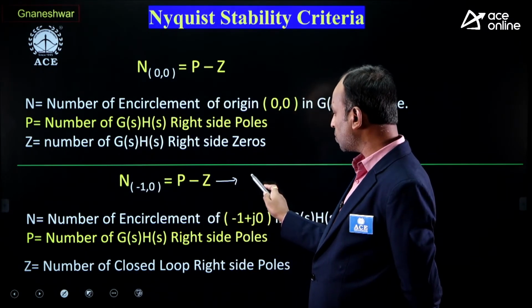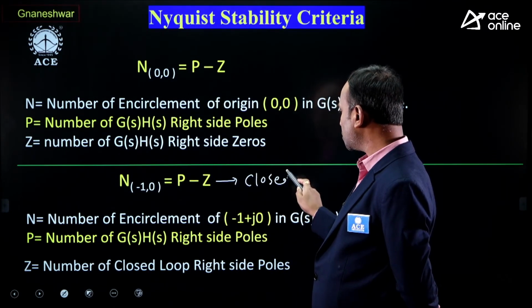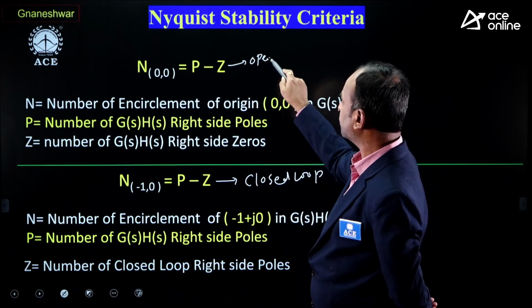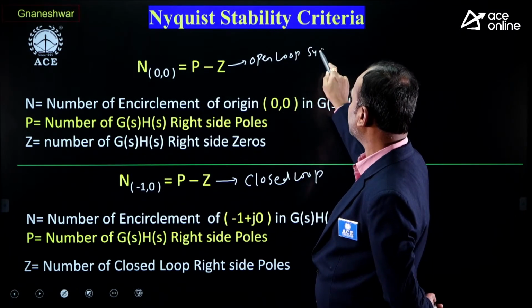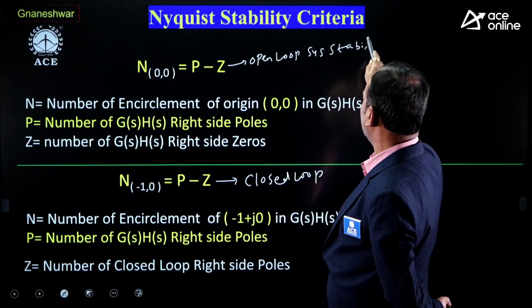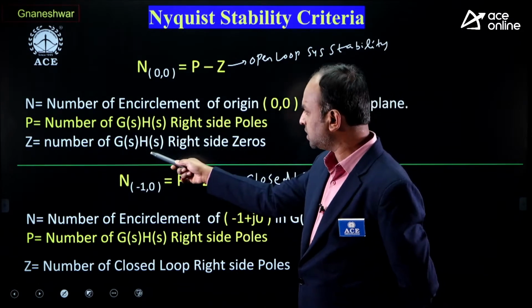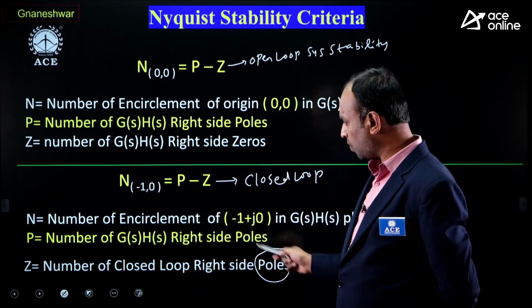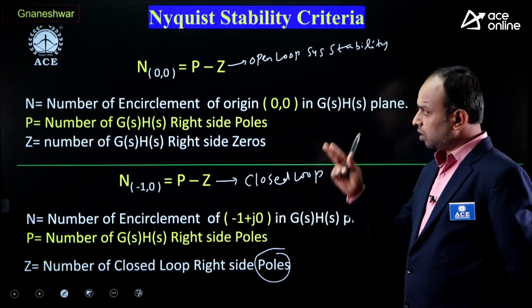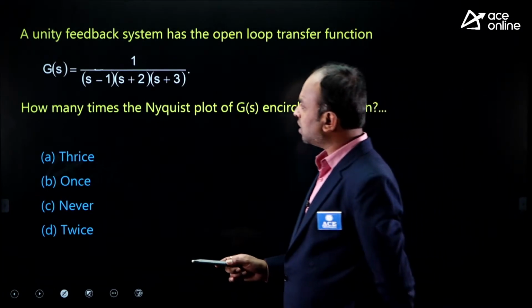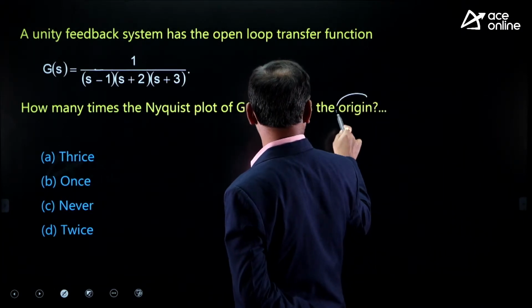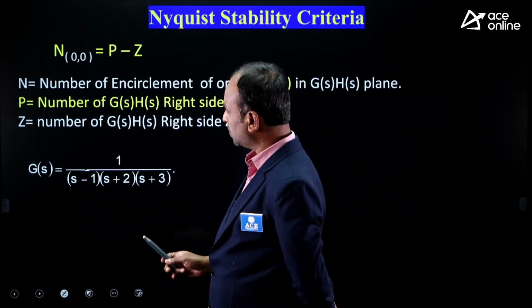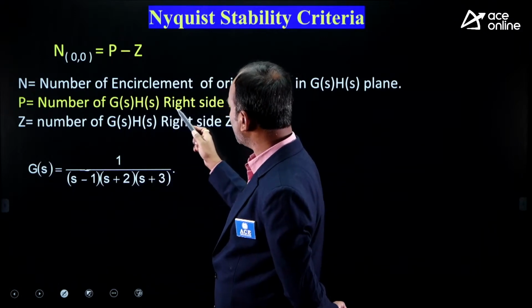The second formula is used for closed loop system stability, whereas the first formula is used for open loop system stability. The only difference between them is Z: here Z is the zeros, but there Z is the closed loop poles. The question is asking for the number of encirclements with respect to the origin, so this formula is suitable.